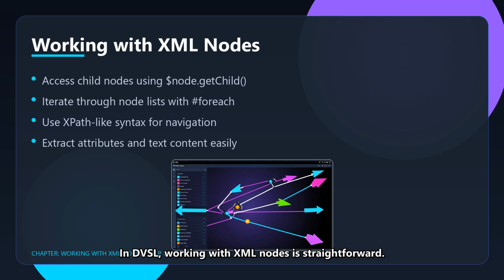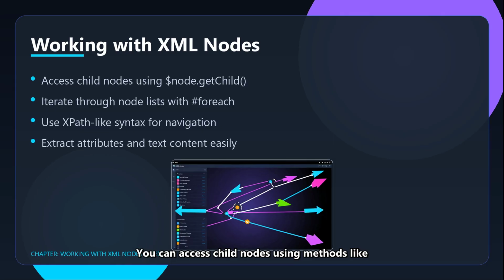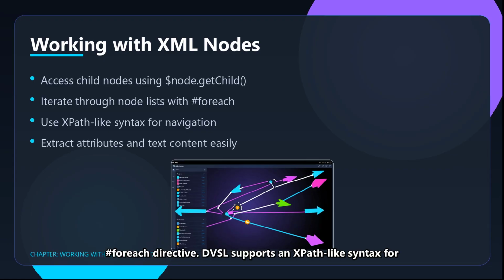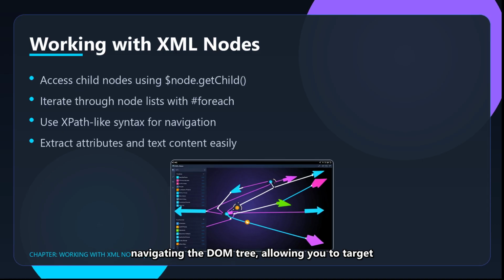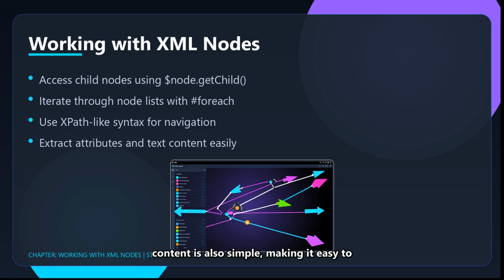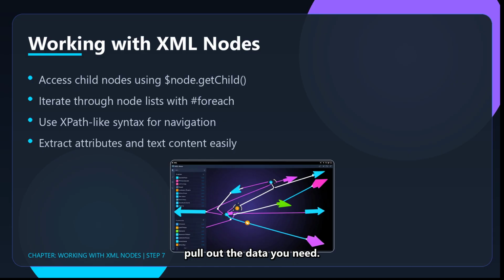In DVSL, working with XML nodes is straightforward. You can access child nodes using methods like $node.getChild and iterate through node lists with the #forh directive. DVSL supports an XPath-like syntax for navigating the DOM tree, allowing you to target specific elements with ease. Extracting attributes and text content is also simple, making it easy to pull out the data you need.